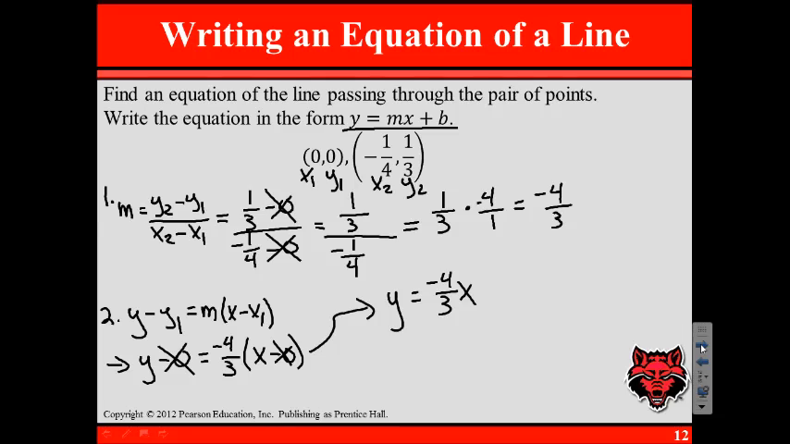Y is by itself. We don't see b, which means b was 0, but we don't want to write in a 0 at this point. This will be the simplified equation.